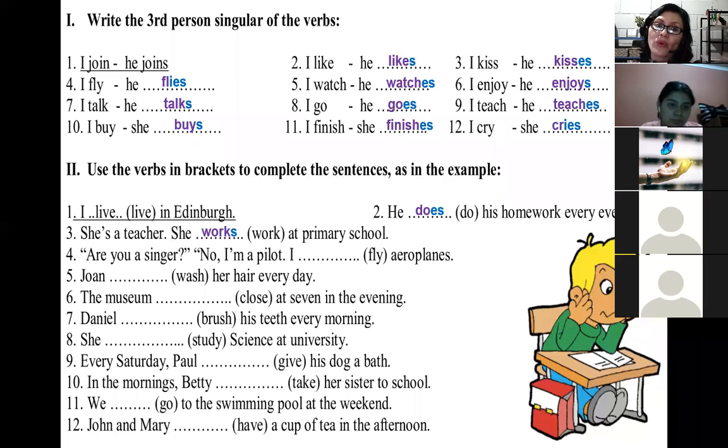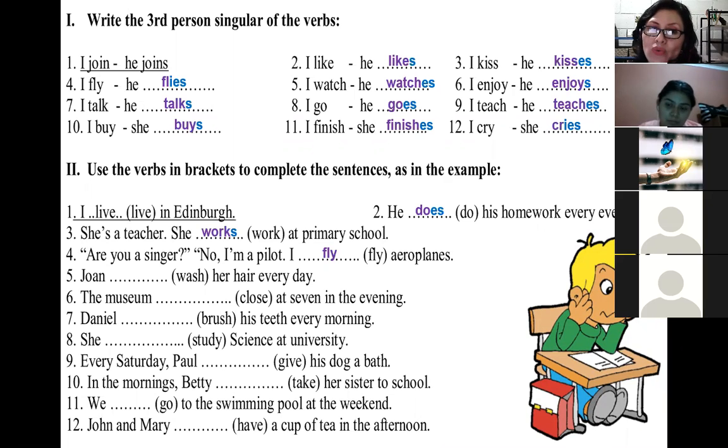Are you a singer? No, I'm a pilot. ¿Cómo nos quedaría esa oración? I. Bueno, en este caso, chicos, lo siento, pero no es correcto. Es I fly, porque no es tercera persona. ¿Ok? I fly airplanes, ¿ok? Como no es tercera persona, no podemos modificar los verbos. Decíamos que para poder aplicar estas reglas solamente puede ser para he, she, it y singular nouns. Si yo utilizo I, you, we, they en plural nouns, ahí no necesito hacer ese tipo de cambios, ¿ok?